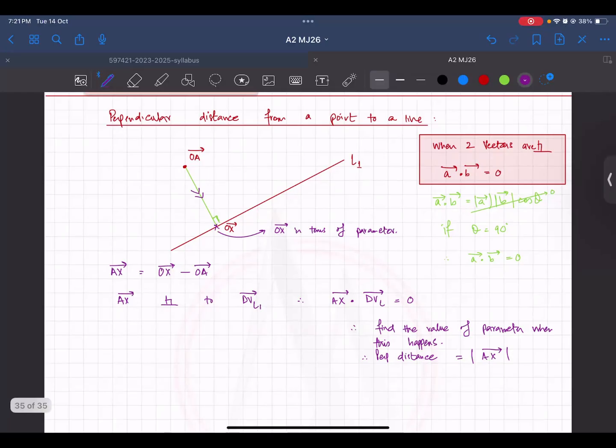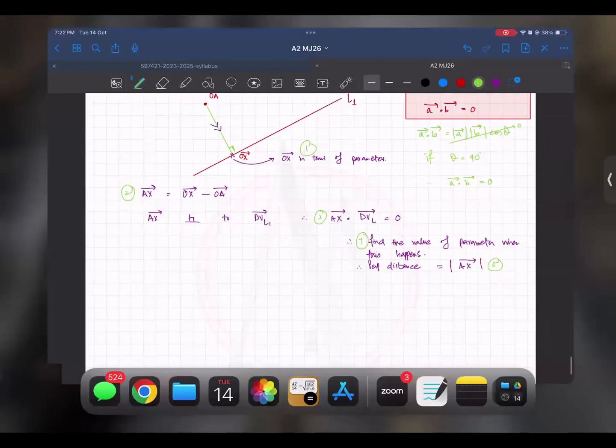These are the steps that you would follow. So this is your first step, this is your second step, third step, fourth step, and then fifth step. Okay. Let's do one question.